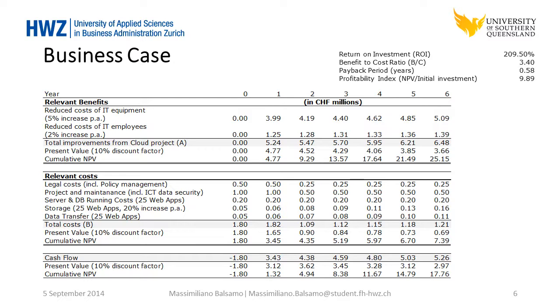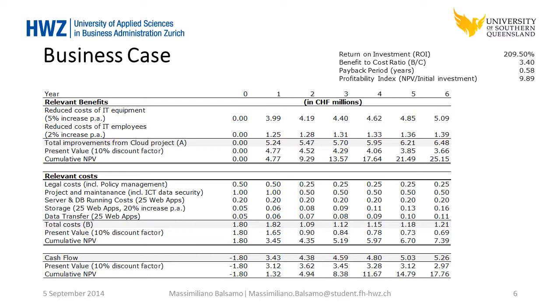employees. On the cost side, we have first the legal costs, which include policy management and training on the new policy. Also, the second one will be project costs, of course, and the maintenance. That would also include ICT data security. On both, you have more costs at the beginning, in the first 2 years, and then they will be reduced and remain constant throughout the other years.